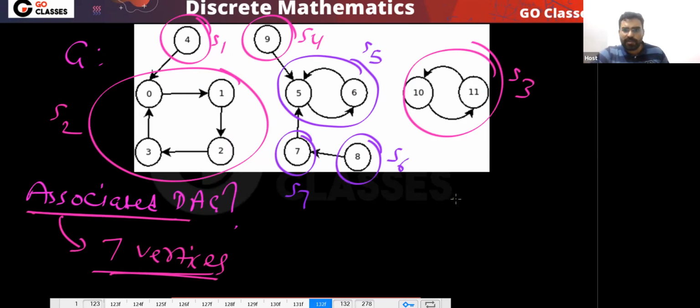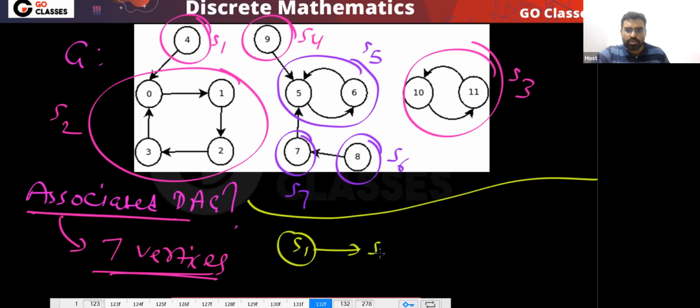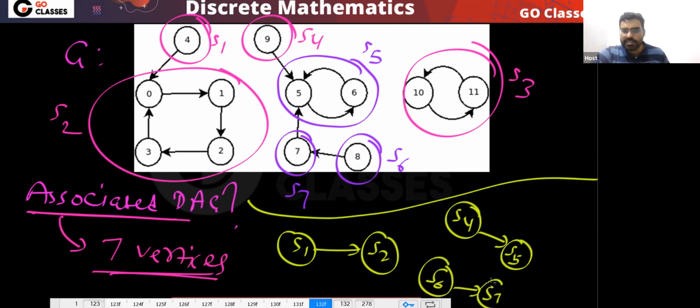So the answer that you will get will be like this. The associated DAG: from S1 to S2 there is an edge. From S4 to S5 there is an edge. From S6 to S7 there is an edge. And from S7 to S5 there is an edge. And there is S3. This will be the answer. Can you notice this is also a directed acyclic graph?